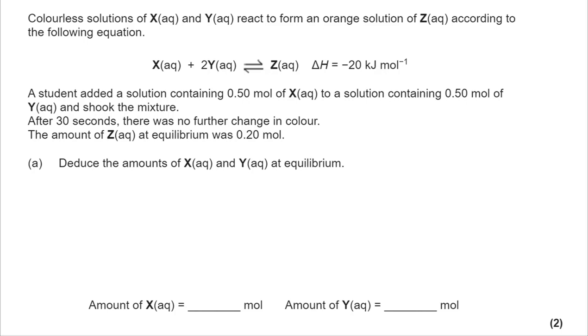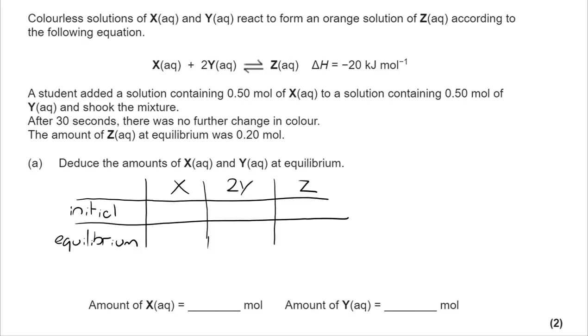Now, the table method is by far the most effective way of answering questions like this. I've got my equation, I've rewritten it down below, and I've built the table around it. So I have my initial moles and my equilibrium moles. And what I can then do is take all of the information that the question has provided, and I've colour coordinated so you can see where they've come from. My two initial moles of the X and the Y, and my equilibrium moles of Z.